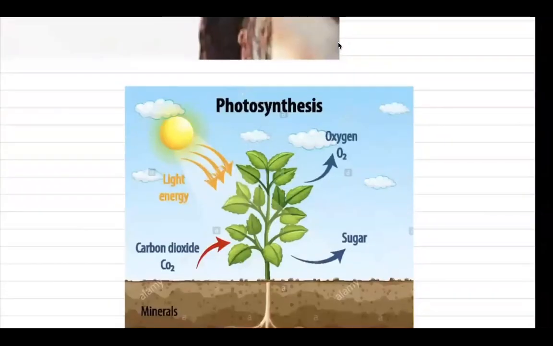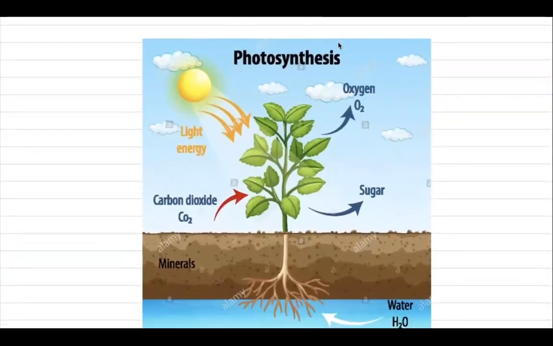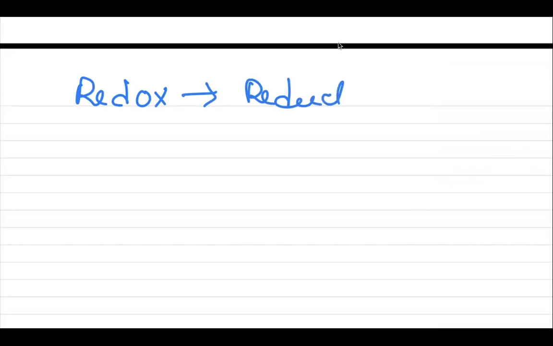if we consider photosynthesis, photosynthesis is also an example of a redox reaction. And if you consider any chemical reaction, each and every chemical reaction is a redox reaction. Redox means reduction plus oxidation. Okay, reduction plus oxidation.